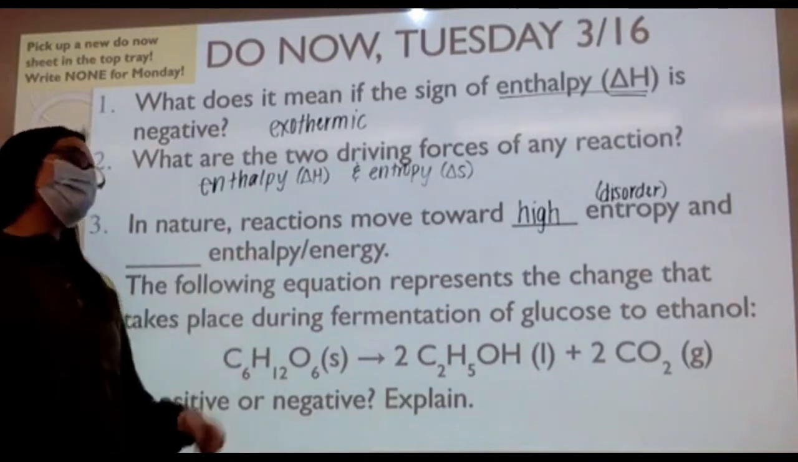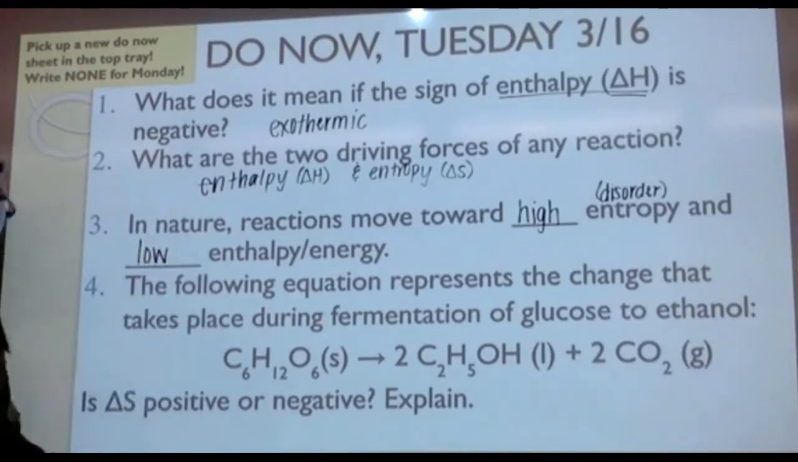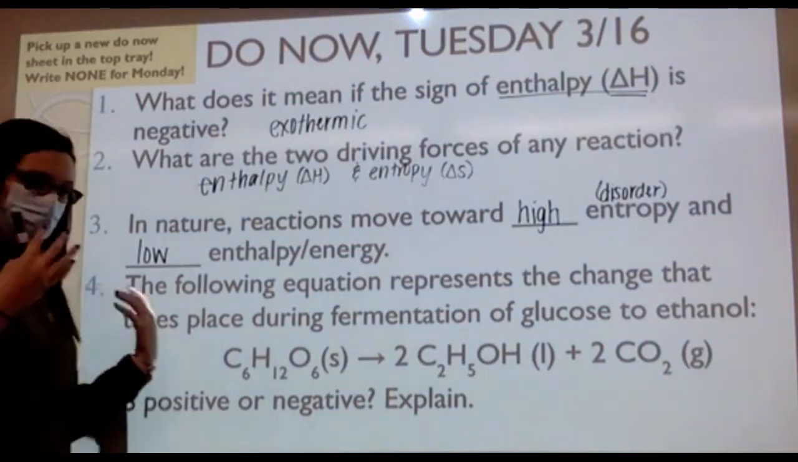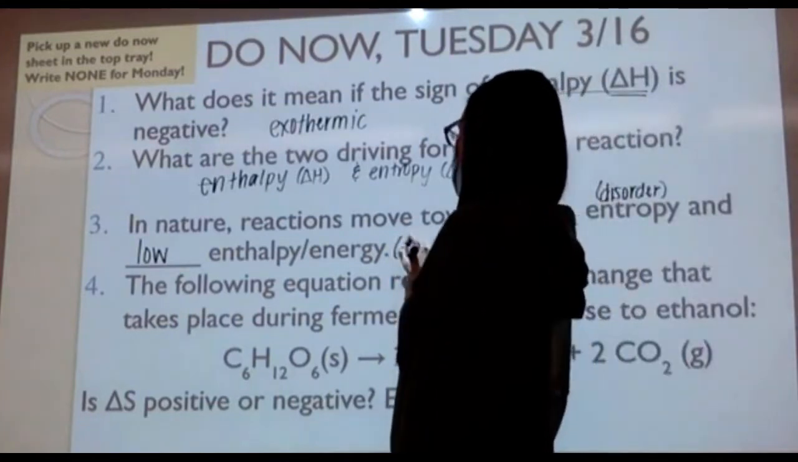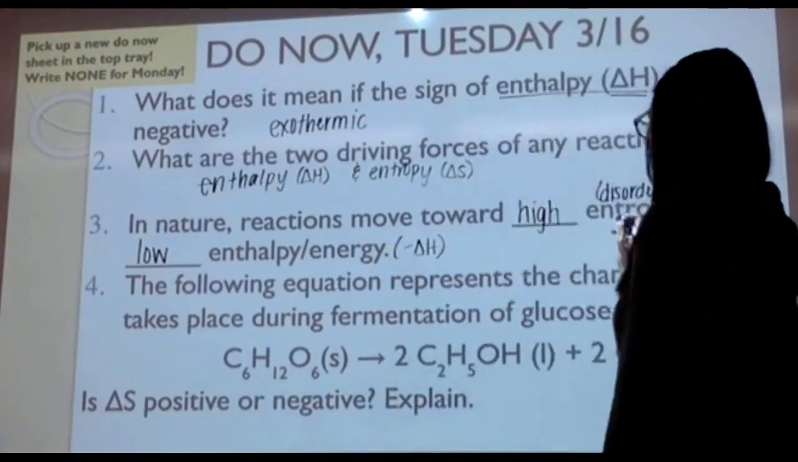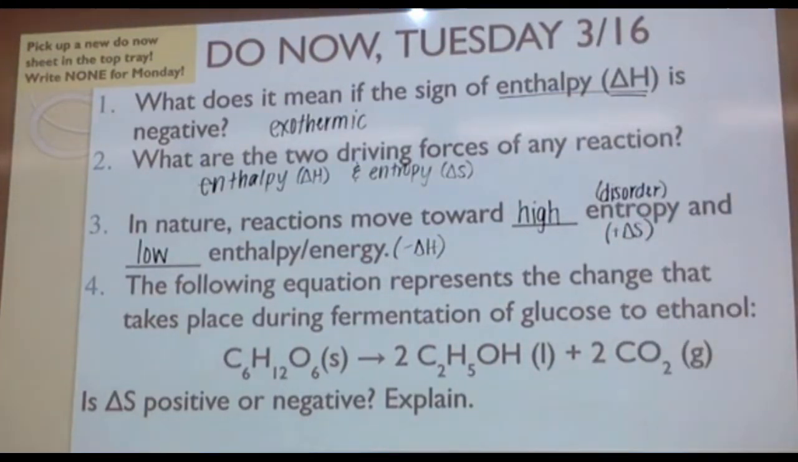So in nature, reactions move toward high entropy and low enthalpy or energy. So on its own, nature tends to become more disordered and wants lower energy. So over time, something tends to become more disordered with low energy. When we think about low energy, we're thinking about a negative delta H. High entropy means positive delta S. So nature likes when there's a positive delta S, high disorder, and a negative delta H, so exothermic reactions.